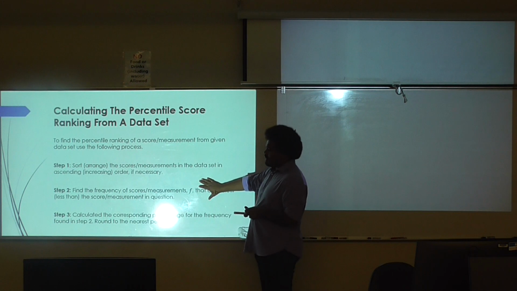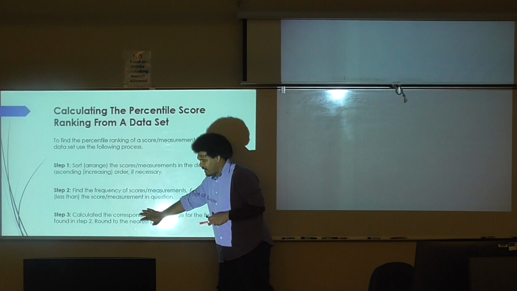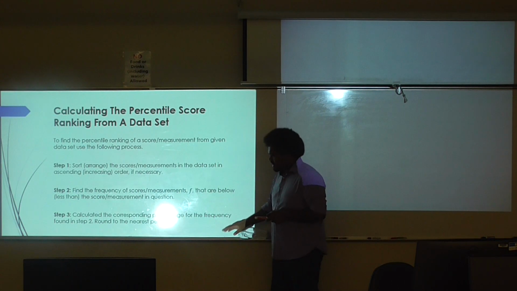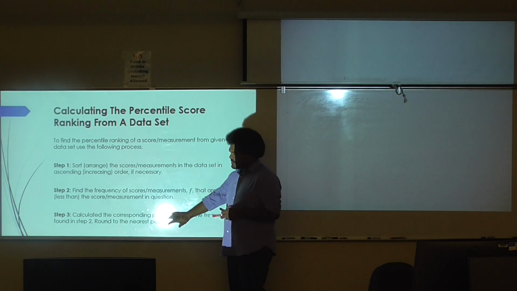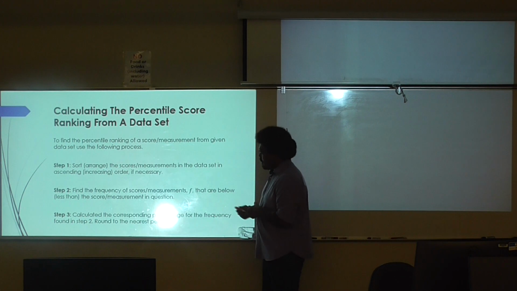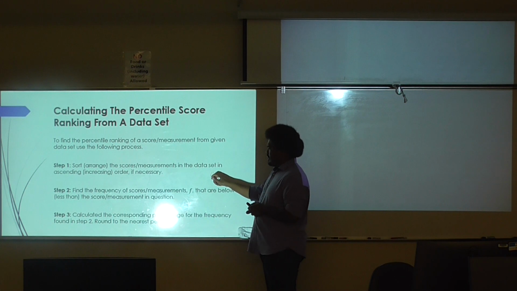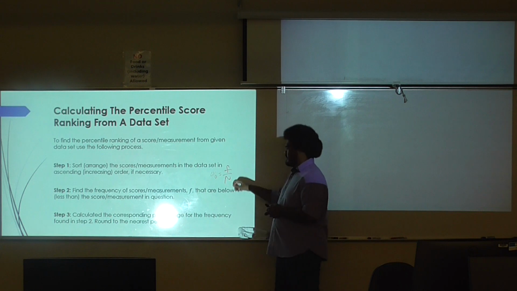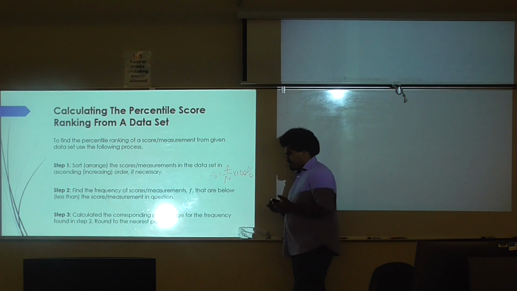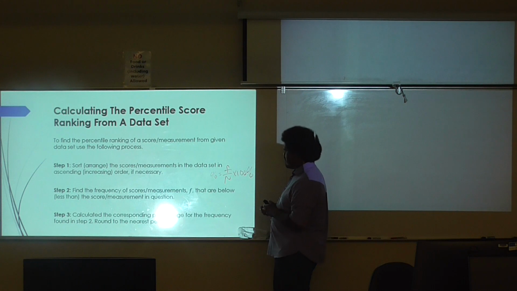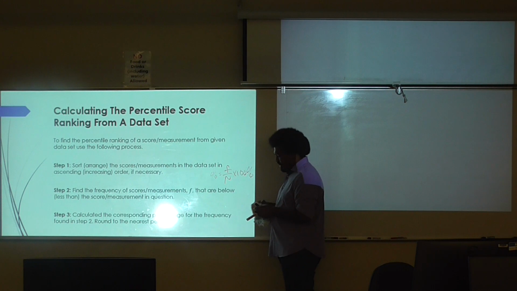Once we have the frequency for those who are below, we calculate the corresponding percentage of the frequency found in step 2, and we always round to 100%. We should already know how to find a percent: it's the frequency divided by the number of participants, multiplied by 100%. So we get the proportion and multiply by 100%. Hopefully we remember that from past practice.